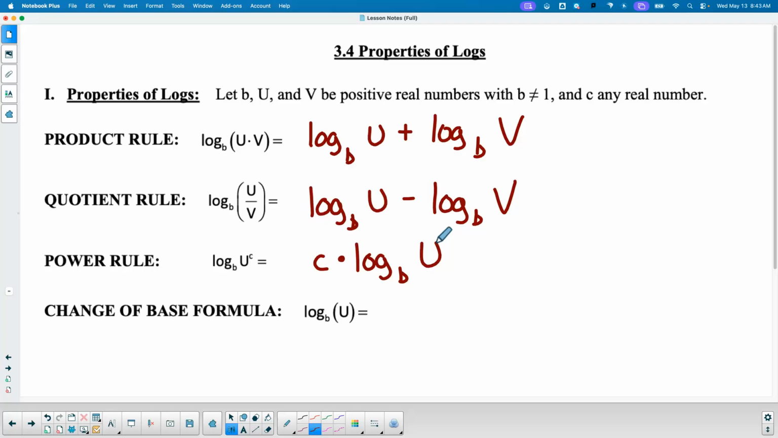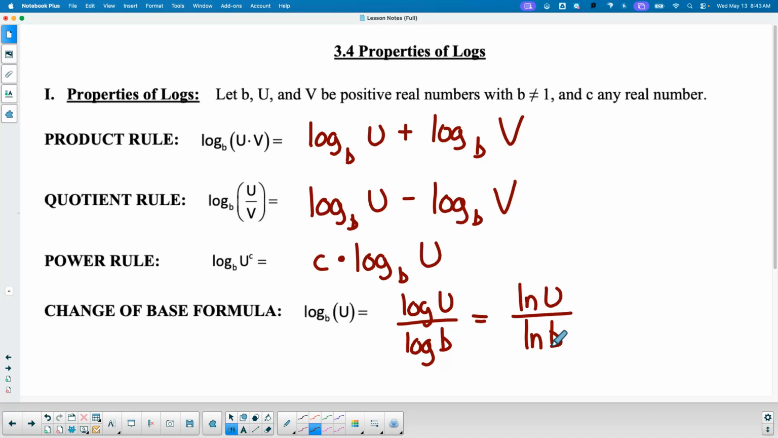If you're using a TI Inspire calculator, you don't need to change your base, but if you're using a regular calculator, like the TI 30 IIS or some of the other regular scientific calculators, you do. Does anybody remember what the change of base formula is? Log of u divided by log of b, or natural log of u divided by natural log of b. You're going to get the same answer.